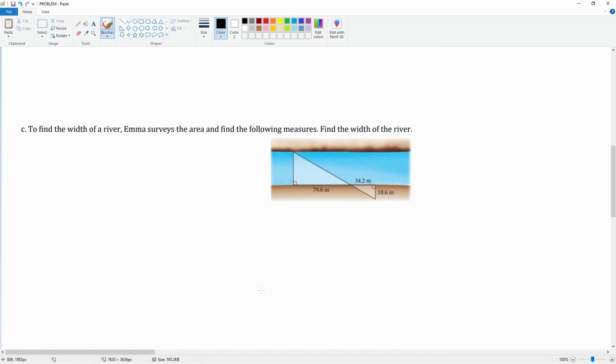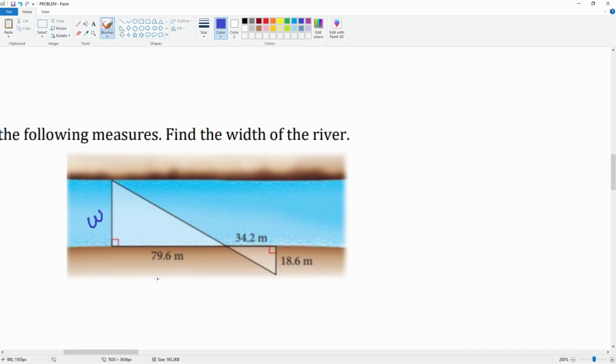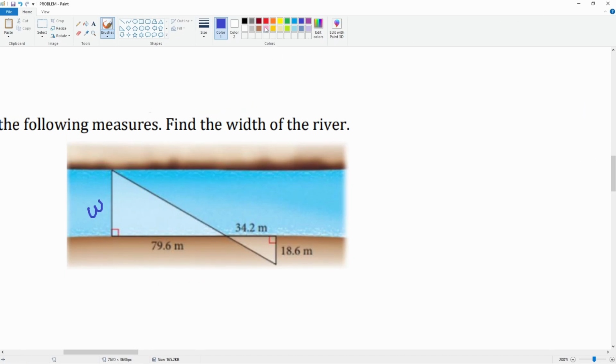Then let's see C here. To find the width of the river, Emma surveys the area and finds the following measurements. Find the width of the river. So the width here that they're looking for is this. Okay, that's what they're looking for. Right? So here you can set up the proportion. Okay, so let's just label it. Here I'm going to make this red. Then I'm going to make this blue. Likewise, the width here is going to be red, and then this is going to be blue.